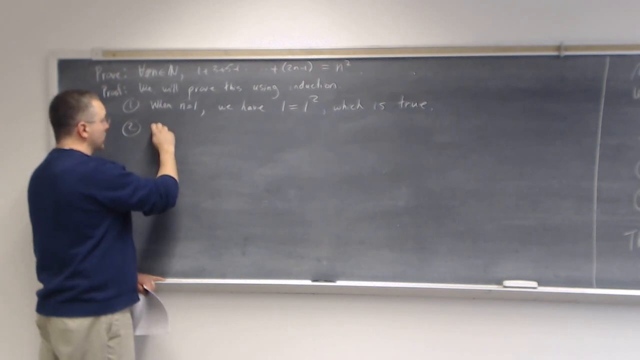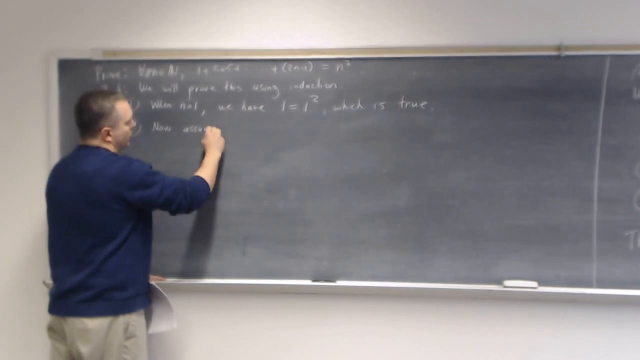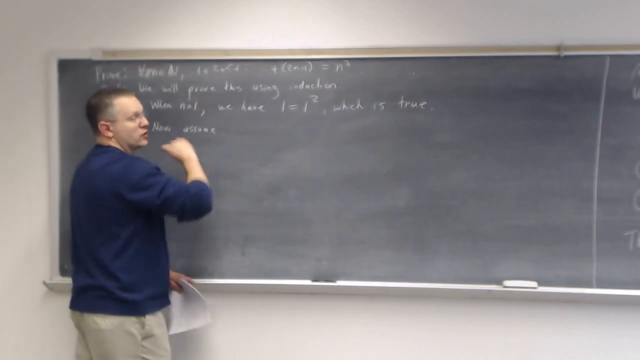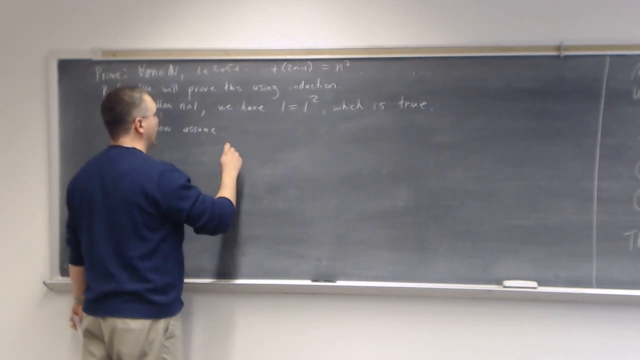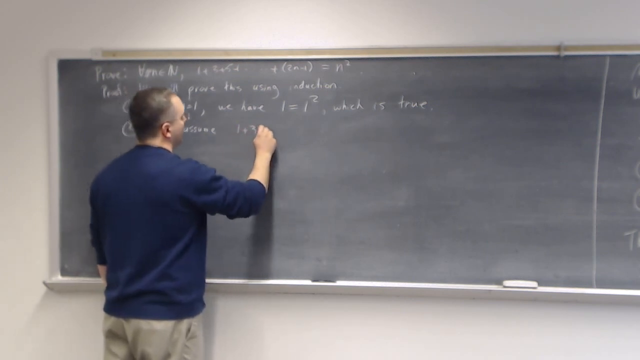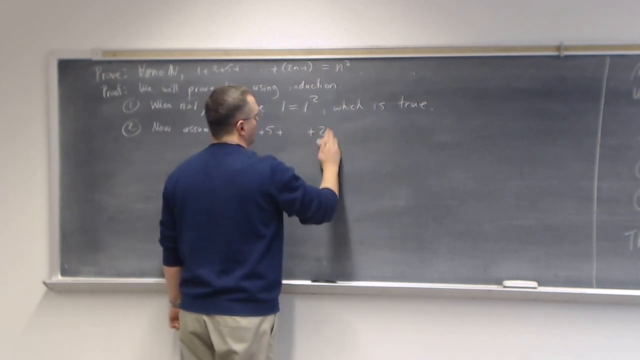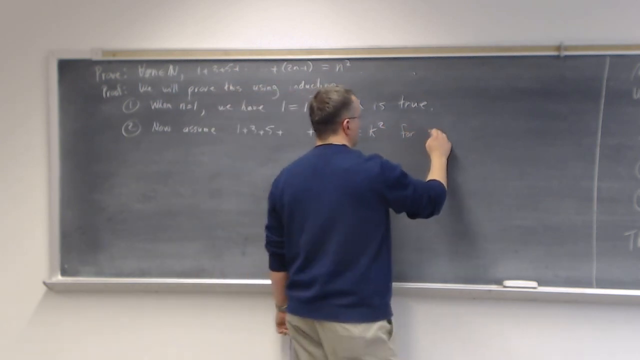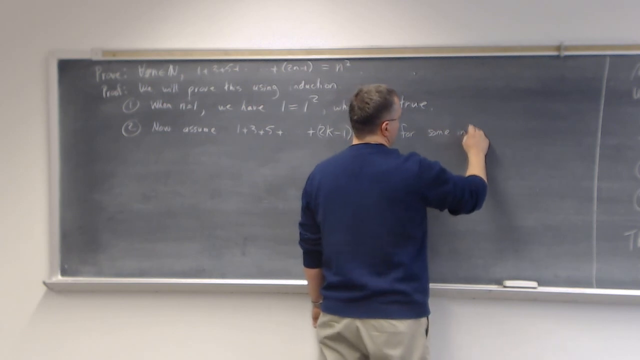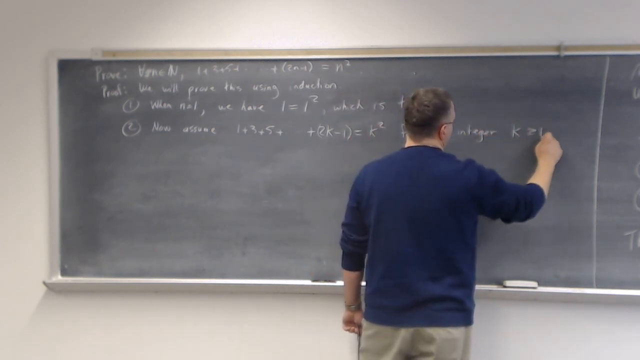We're going to assume, so now assume that the statement is true for some positive integer k. So now assume that 1 plus 3 plus 5 plus all the way up to plus 2k minus 1 equals k squared for some integer k, which is greater than or equal to 1.